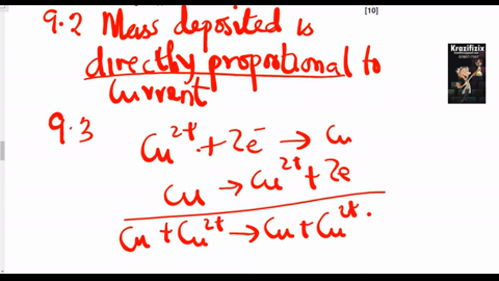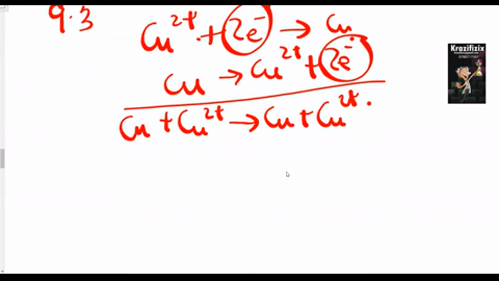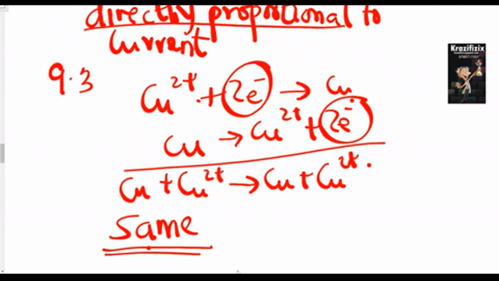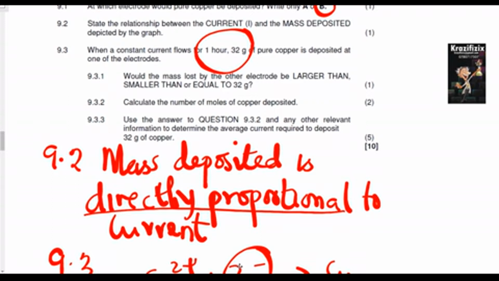So whatever is lost, it's 2 electrons and 2 electrons here. Whatever is lost is also gained. So our answer should actually be the same mass, because it's the same number of moles of electrons. So our answer is going to be the same. Very, very beautiful question asked there.